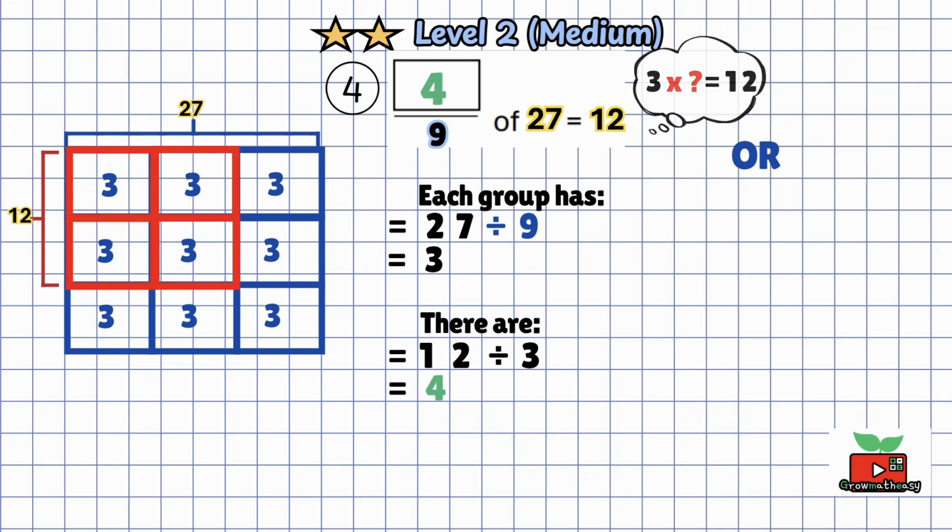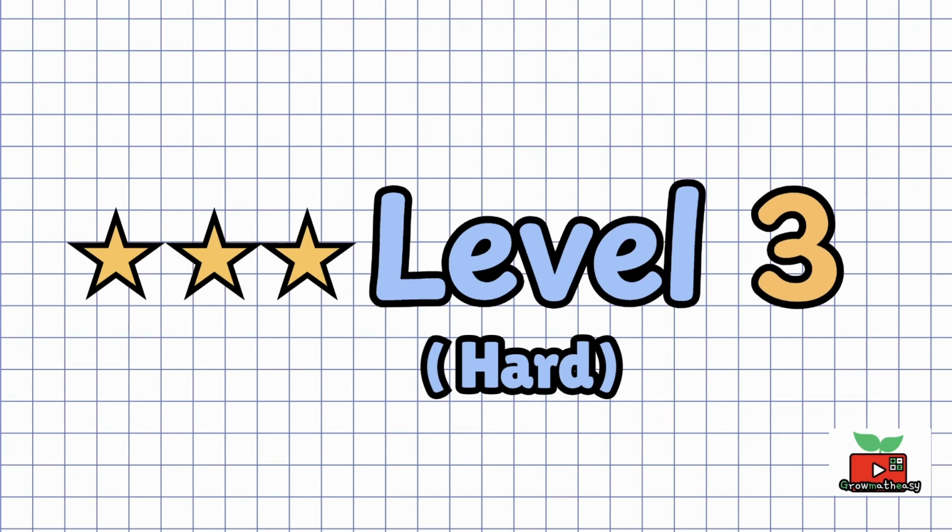Or if you like using just one expression to work it out, you can use brackets to help again. First, we divide 27 by 9. Then we divide 12 by that number. So 12 divided by 3 is 4. Therefore, 4 ninths of 27 is 12. Both methods give you the same answer. Fantastic! You have mastered level 2. That's amazing. Now get ready for level 3. It's time for some word problems.